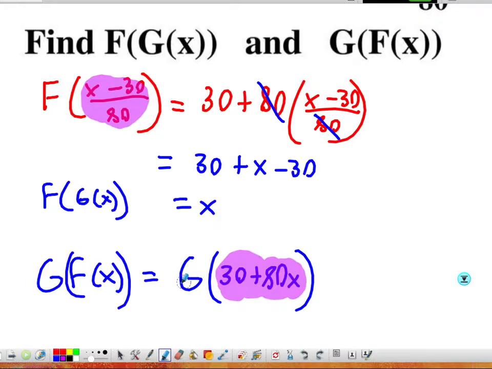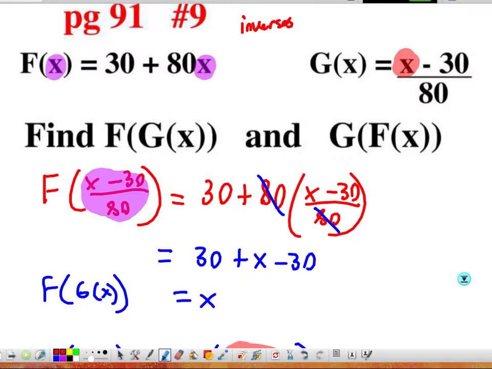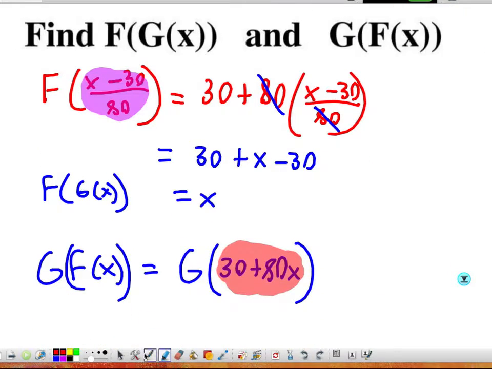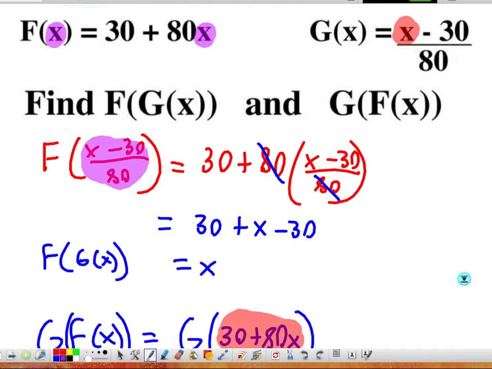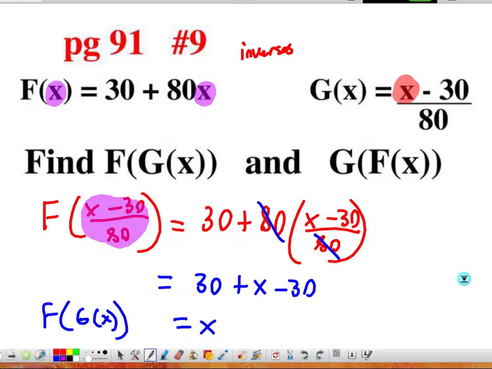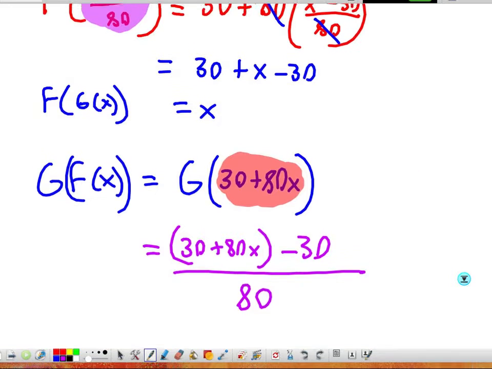So I'm taking this, highlighted in red, and since my outer function is g of x, I'm going to replace x with my inner function. So how is that going to look? Well, it's going to look like this. It's going to be 30 plus 80x. That's my inner function, and that replaces x, and then I write minus 30, the whole thing divided by 80. There we go. I just composed both functions.